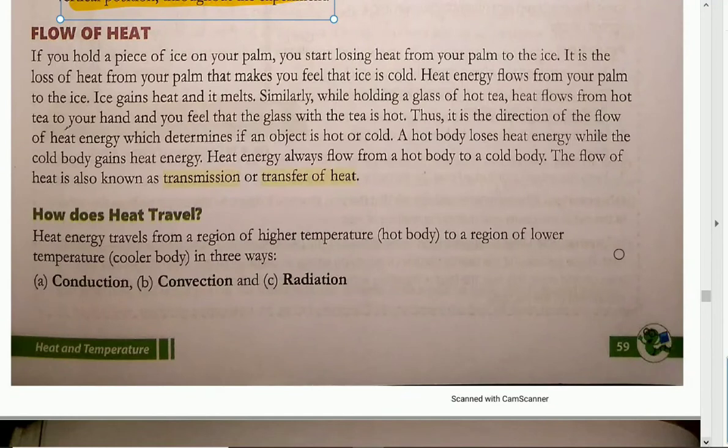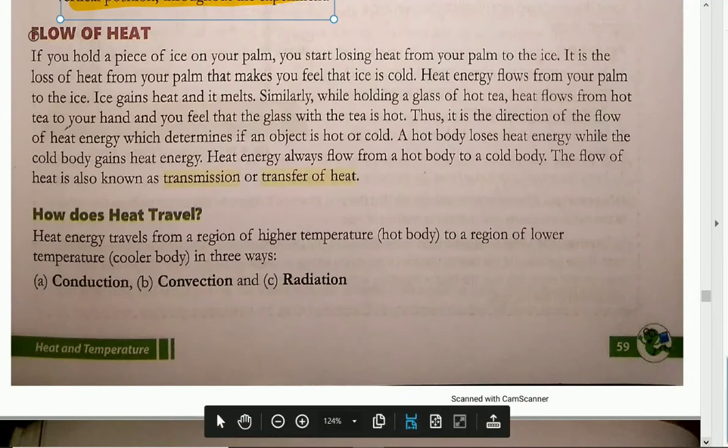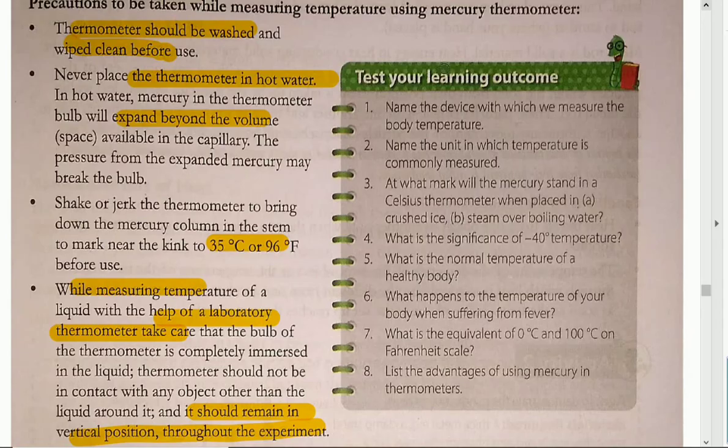In the next class, we are going to learn about the flow of heat. And this is your homework, from question number 4 to question number 8.